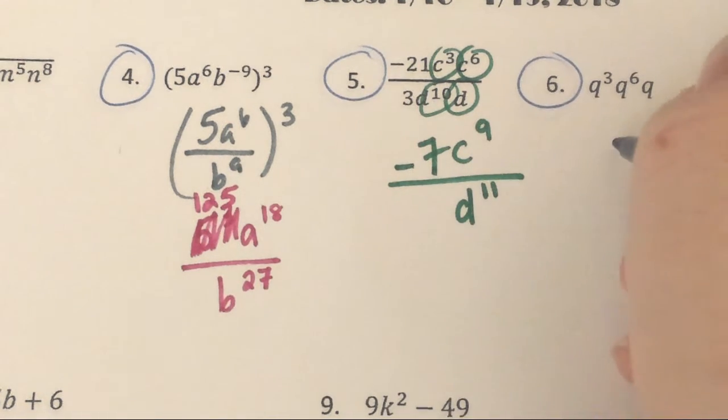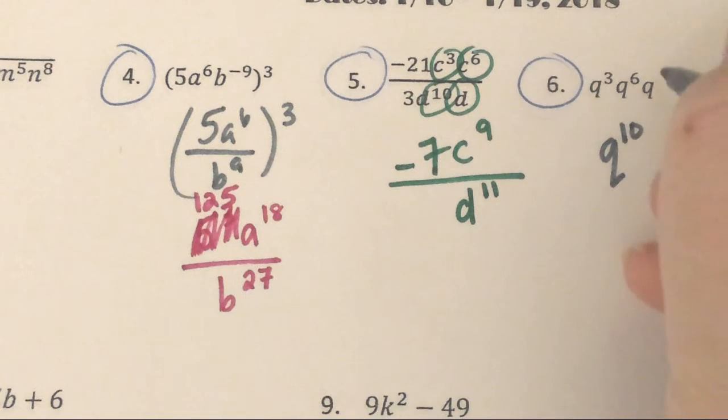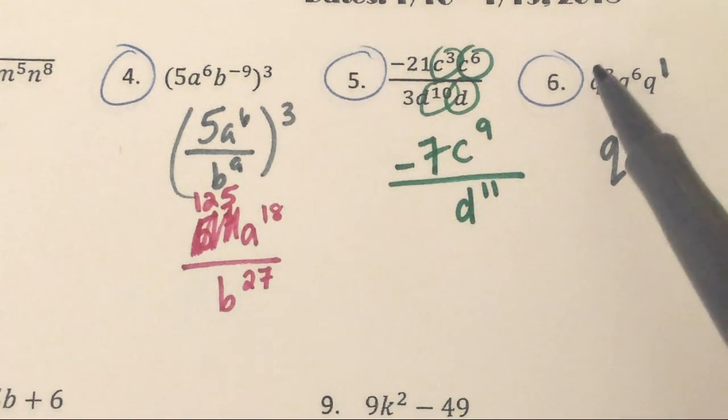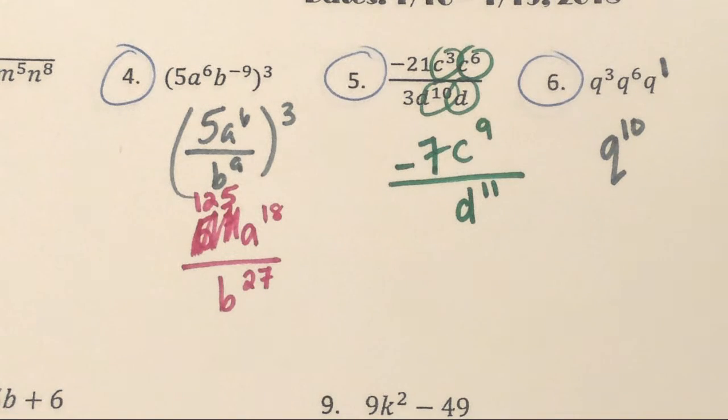It is q to the... Thank God, because someone last period said 9 and about broke my heart. So don't forget about the understood 1. 3 plus 6 plus 1 is 10.